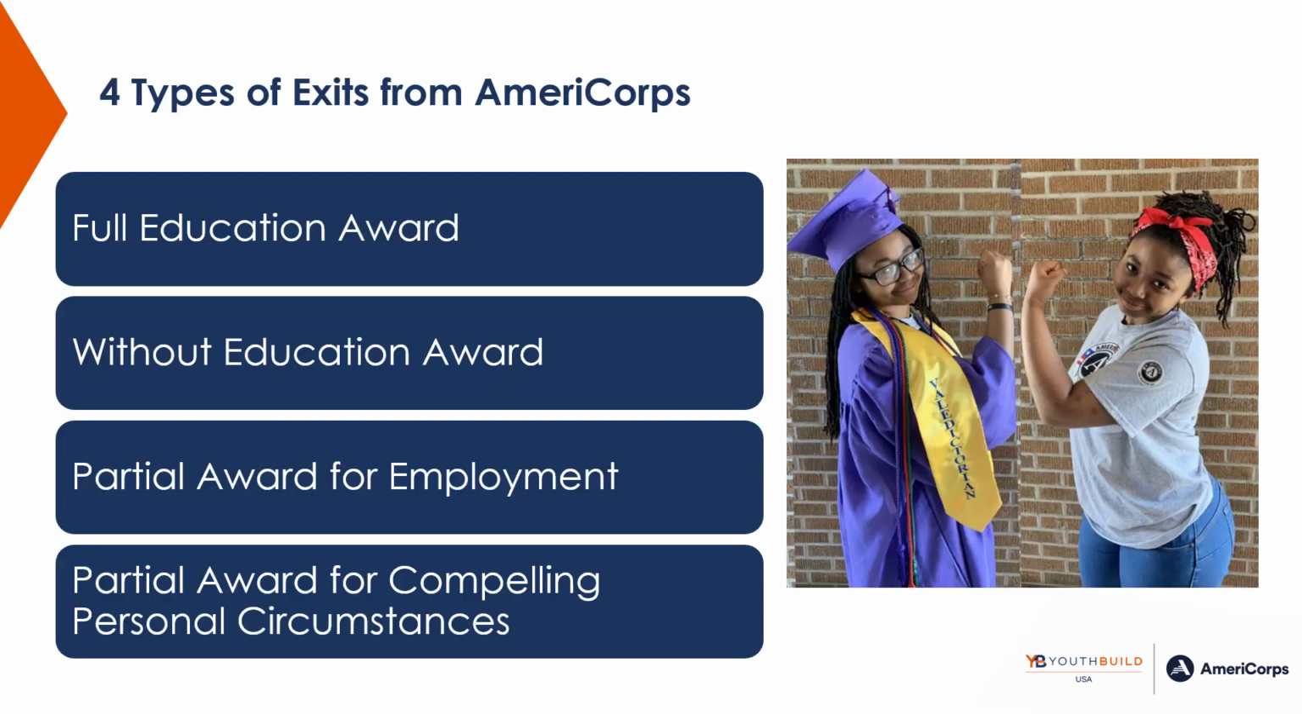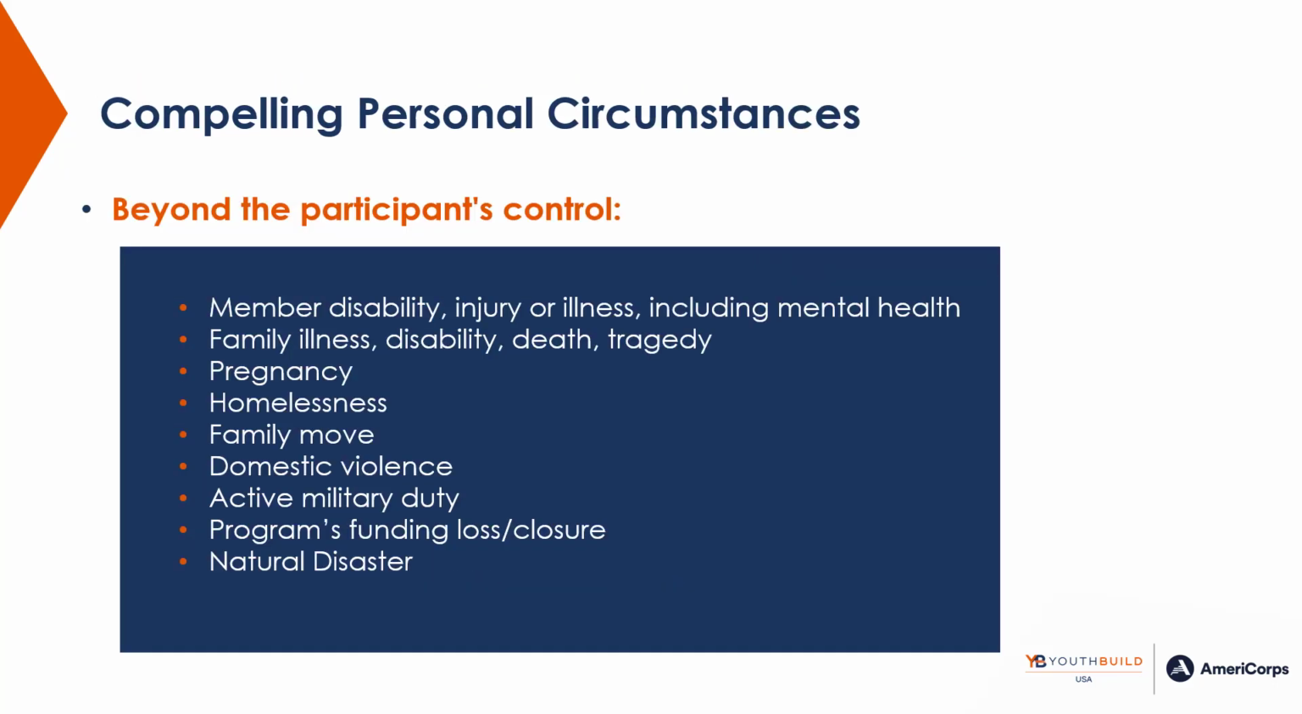Okay, and that brings us to our last type of AmeriCorps exit: partial awards for compelling personal circumstances. This is definitely the most broad category and in a way the most tricky category, so let's dive in. First, what do we mean by a compelling personal circumstance? This is a very vague term that can include any number of situations. Most importantly, we are talking about circumstances that are outside of the member's control that will prevent them from being able to complete their AmeriCorps hours at your program.